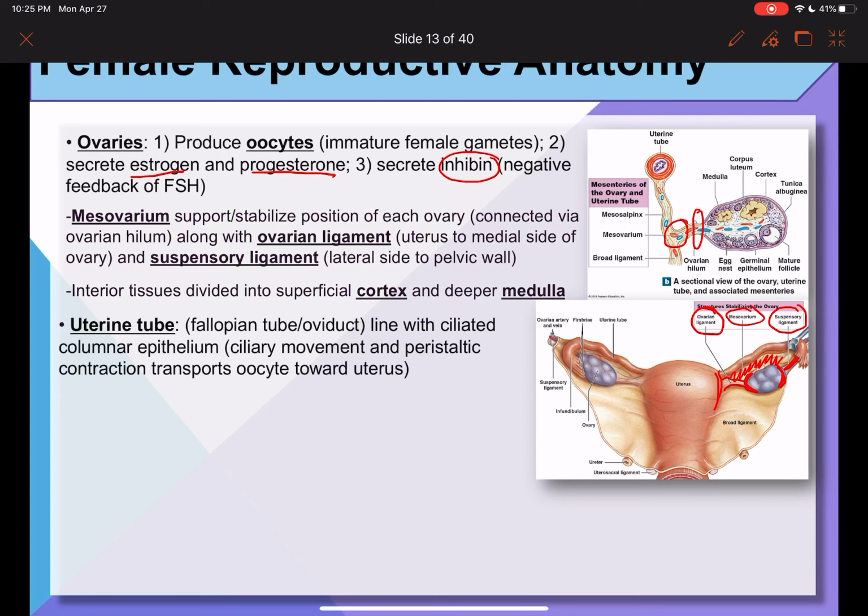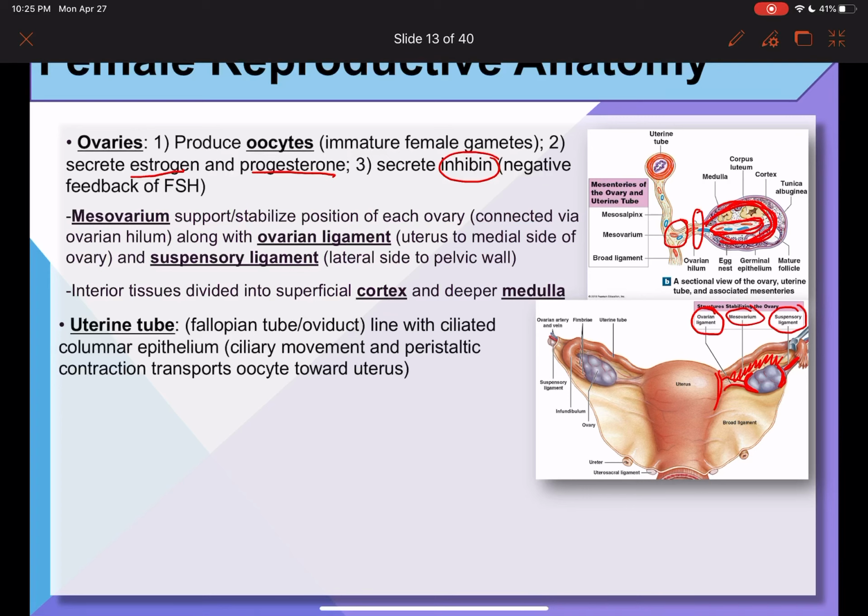So, the interior tissues of the ovaries, just like any glands we were talking about, such as the kidney and adrenal glands: the outer portion of the ovary right here is called the cortex, and the deeper region of the ovary in the middle is called the medulla.